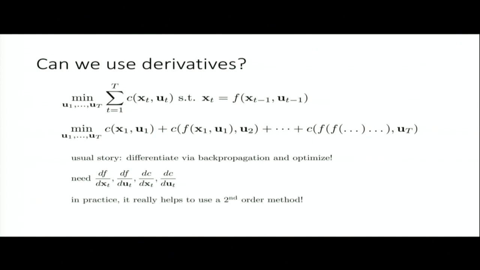Now in practice, this is often not a very good idea. It really, really helps to use a second-order method rather than first-order gradient descent. The reason for this is that this first action, u1, is going to appear in many, many of these places. So the sensitivity of the overall objective to u1 is enormous.